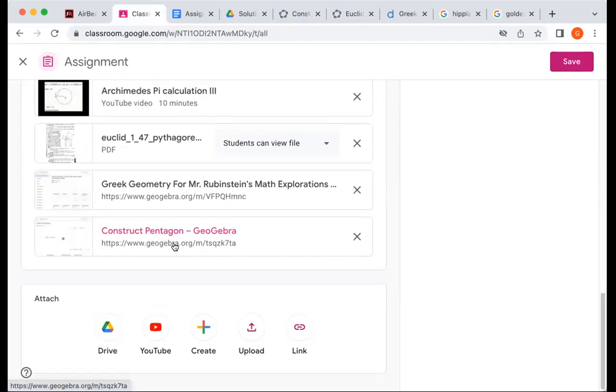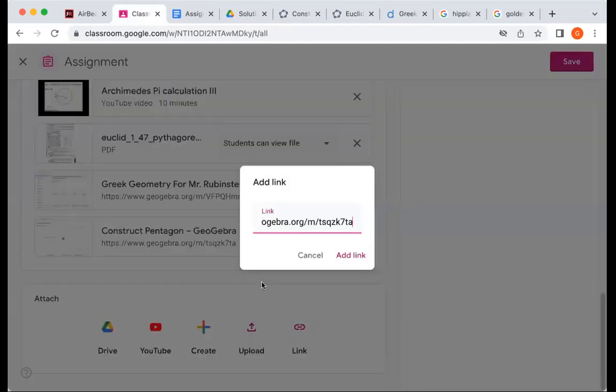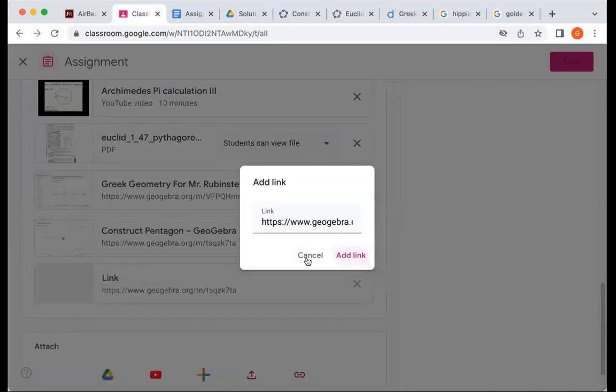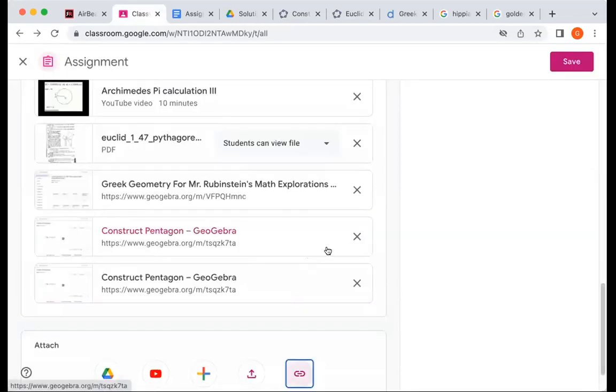Is that what this is? I'll just put another one. Yeah, looks like it's the same thing.